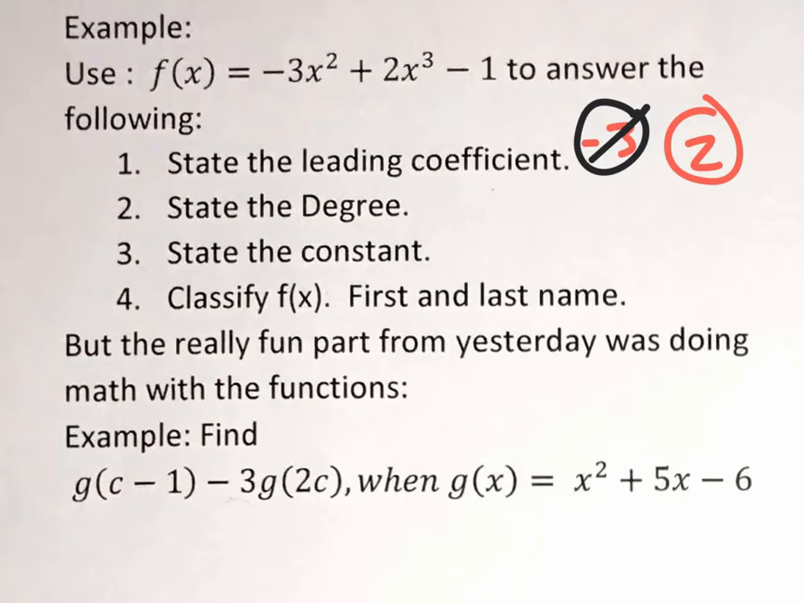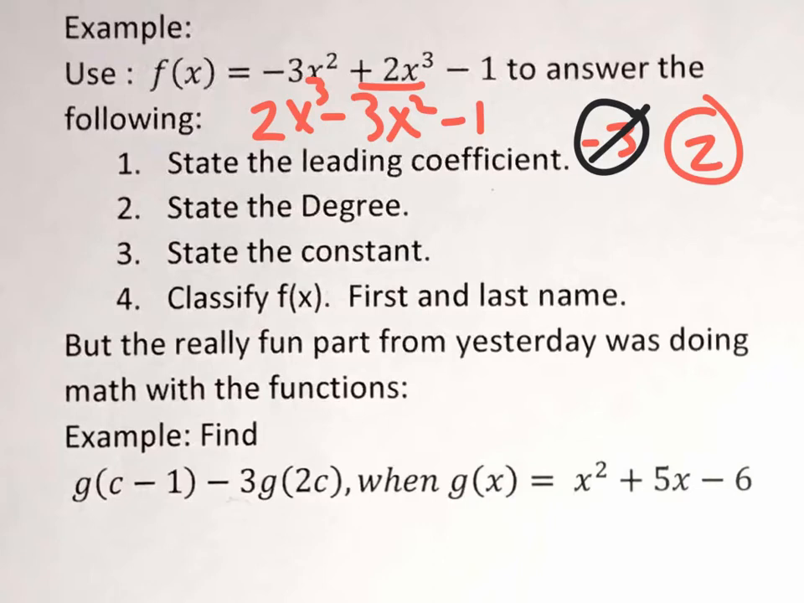Why? Because it's not in order. You have to first rewrite it in standard form. You got to go with the highest exponent first. So that's a positive 2x to the third minus 3x squared minus 1 at the very end. And now you can see that your leading coefficient is 2.